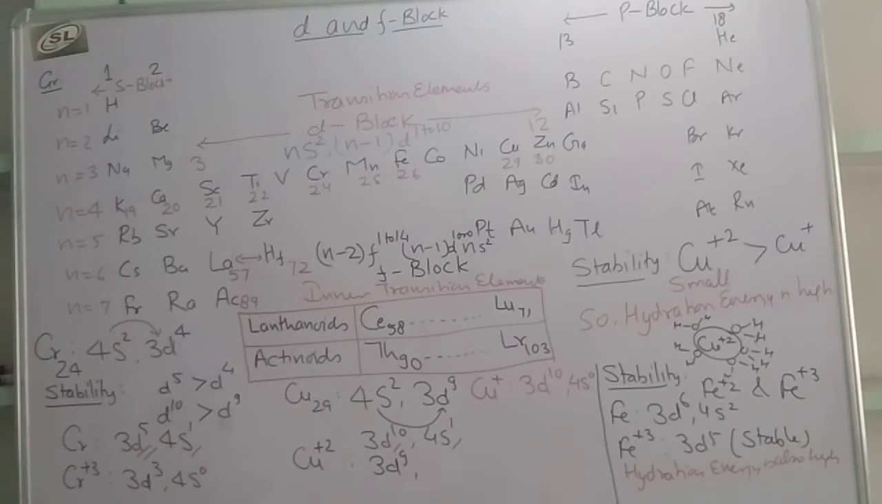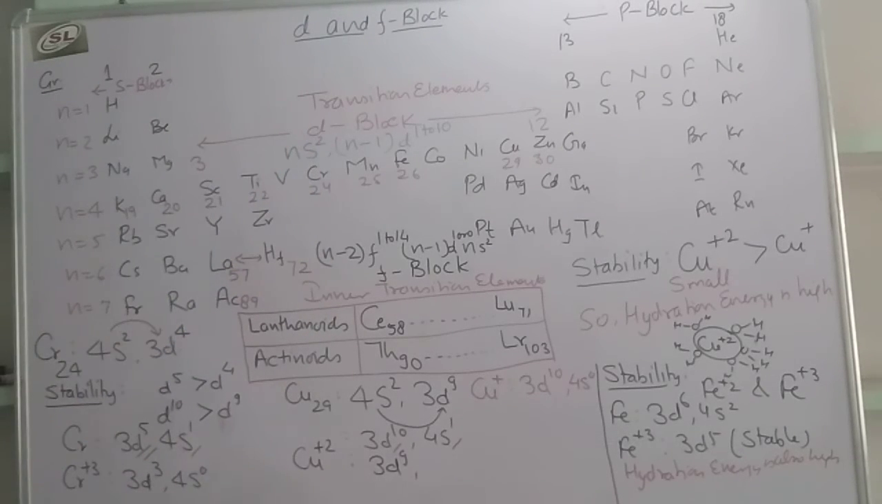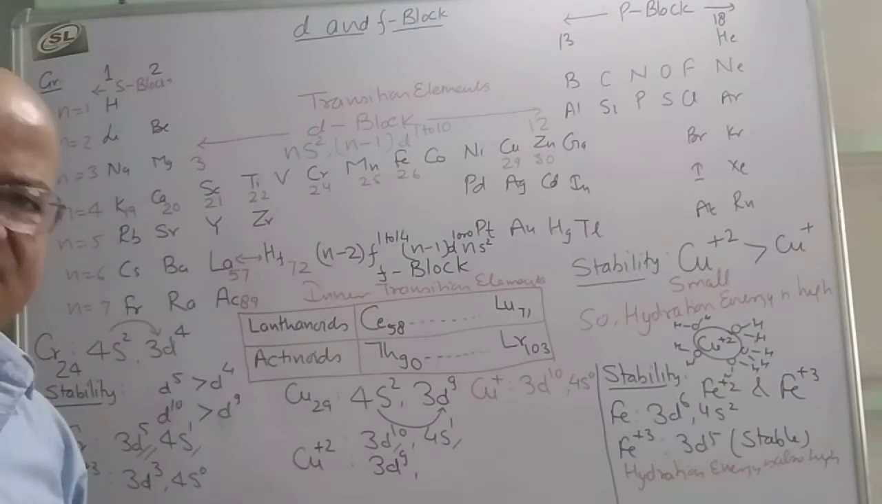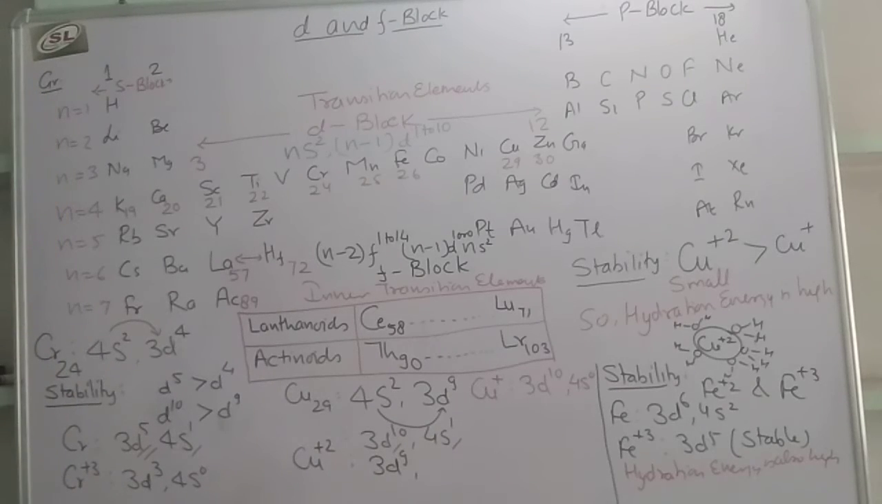In class 12th, we have a chapter, D and F block elements. D and F block elements are present in the center of the periodic table. The names S, P, D, F are the names of the subshells. Those elements are in the D block where the last electron goes in the D subshell. When the last electron goes in the F subshell, these elements are part of the F block.